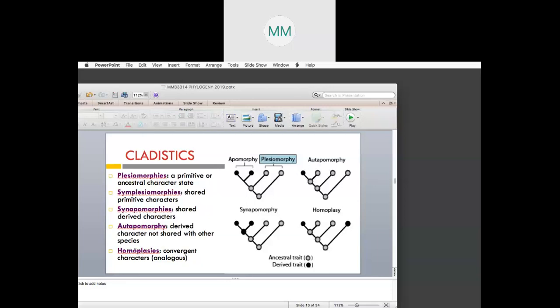Homoplasies are usually related to convergent characters, or they are analogous. A very common example given here is the wings of bats and birds. The wings of bats and birds do not show that they share a common ancestor. The wings are driven by environmental adaptation rather than by a common ancestor that split. So this is where homoplasies come in.